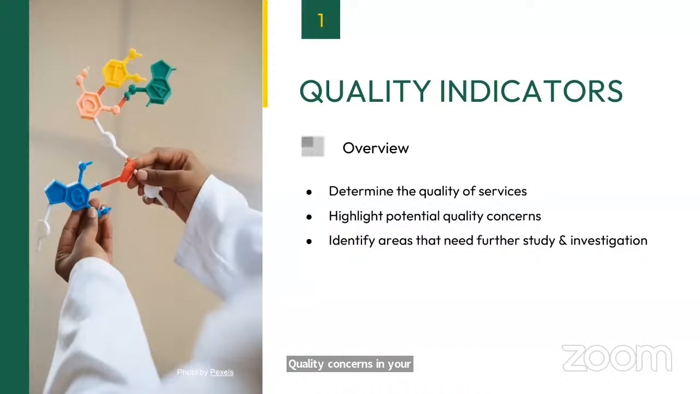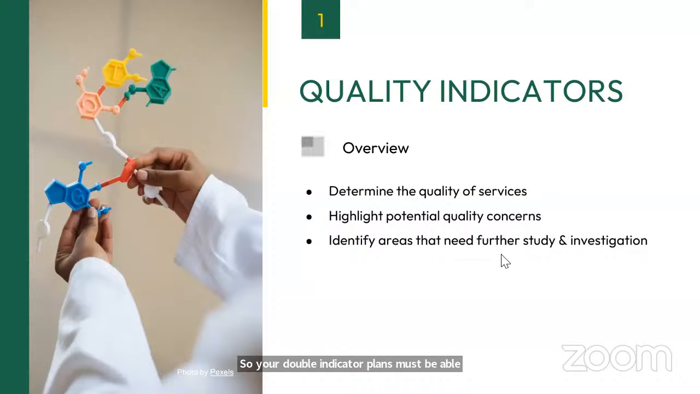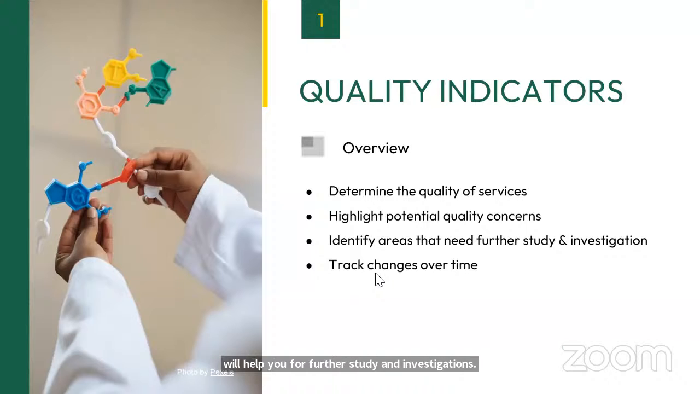Identify the areas that need further study and investigation. So if all your data says you have achieved all the indicators to the benchmark at 100%, that means your quality indicator plan is not able to identify such gaps. Your quality indicator plans must be able to identify such gaps, which will help you with further study and investigations.